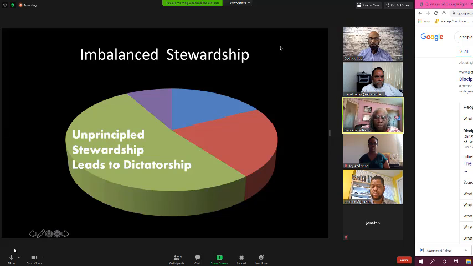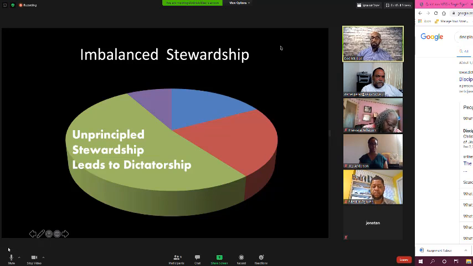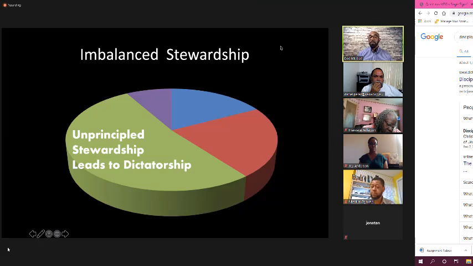The steward does what he or she wants to do. So this unprincipled stewardship can easily lead to dictatorship. When the steward stops realizing that all things are owned by God and that he or she is just given the trust of it, when they begin to own it like it's theirs, then it can lead to dictatorship.